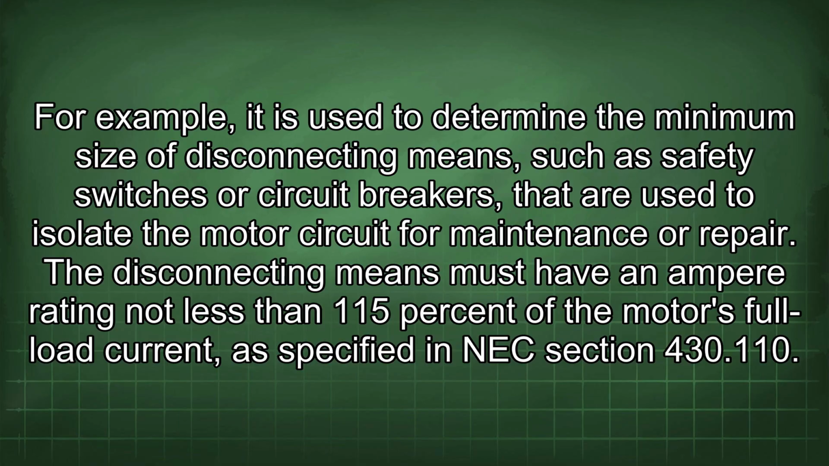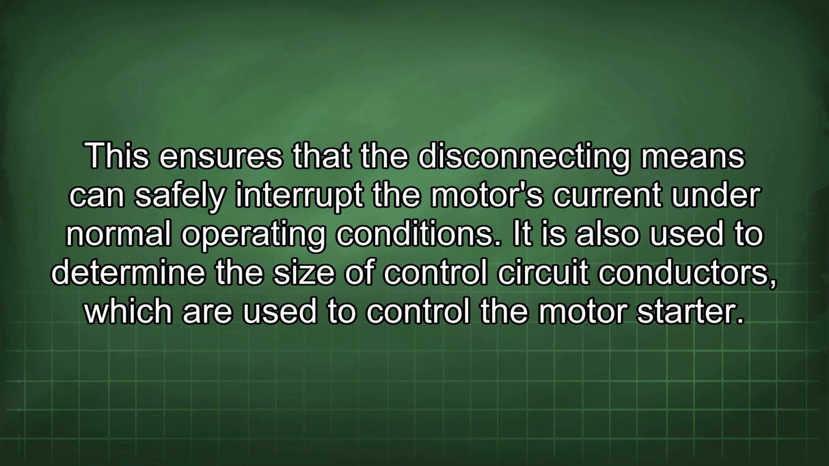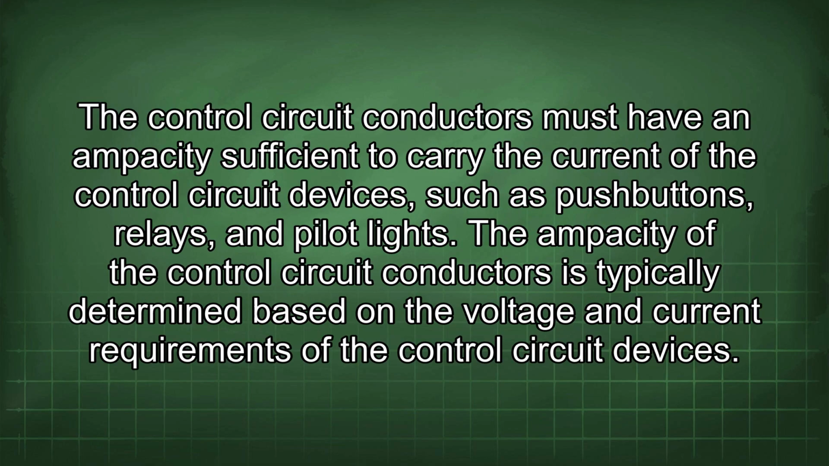The disconnecting means must have an ampere rating not less than 115% of the motor's full load current, as specified in NEC section 430.110. This ensures that the disconnecting means can safely interrupt the motor's current under normal operating conditions. It is also used to determine the size of control circuit conductors which are used to control the motor starter. The control circuit conductors must have an ampacity sufficient to carry the current of the control circuit devices such as push buttons, relays, and pilot lights.